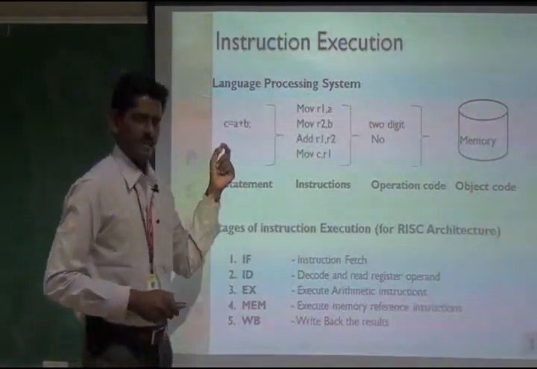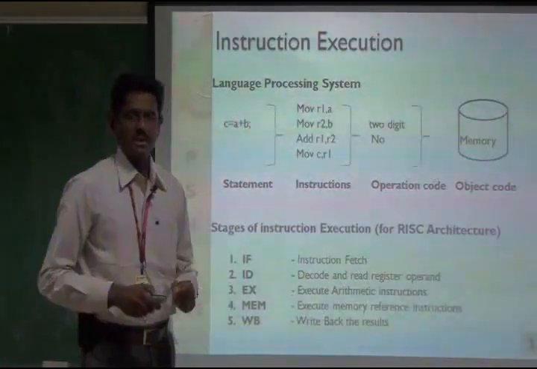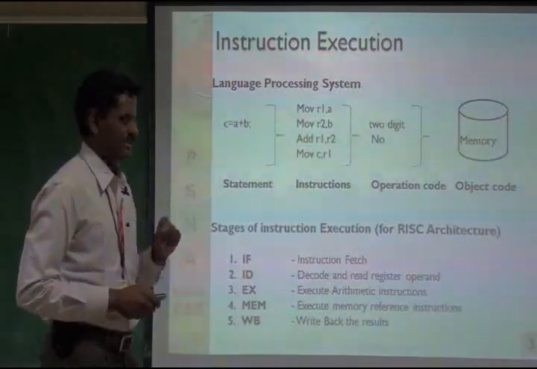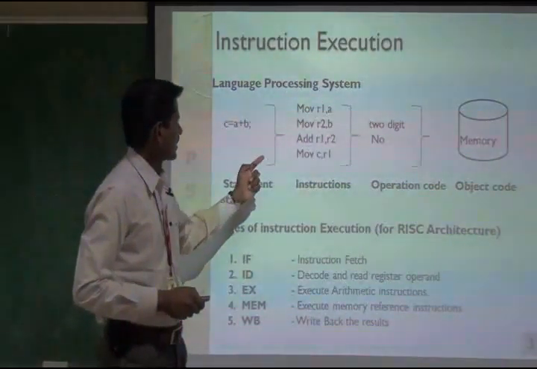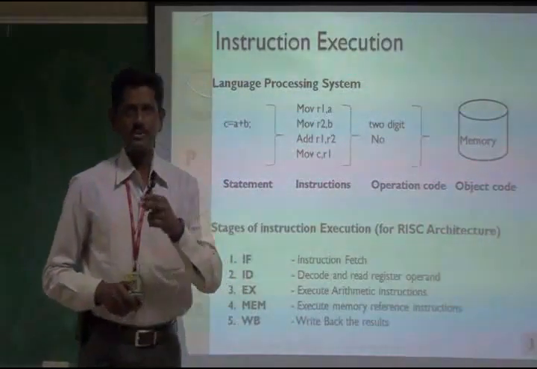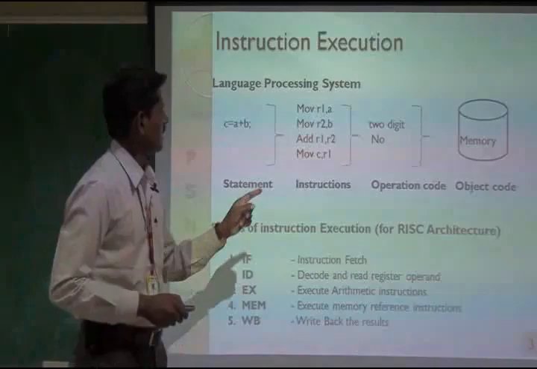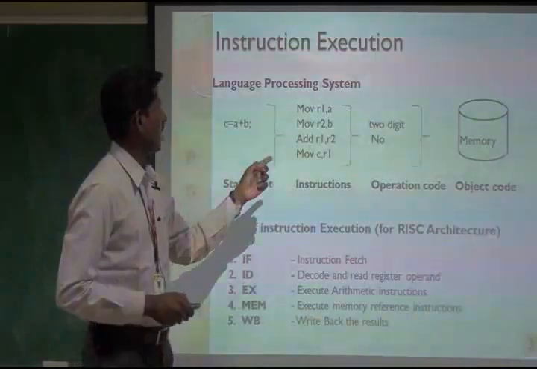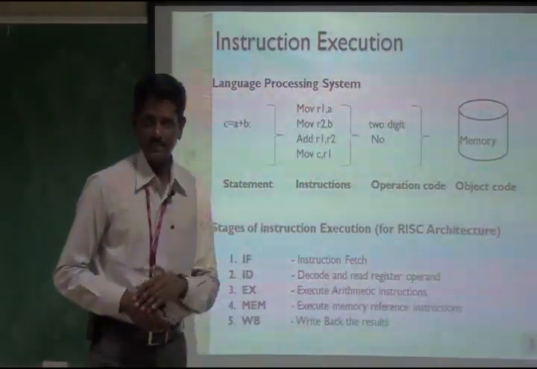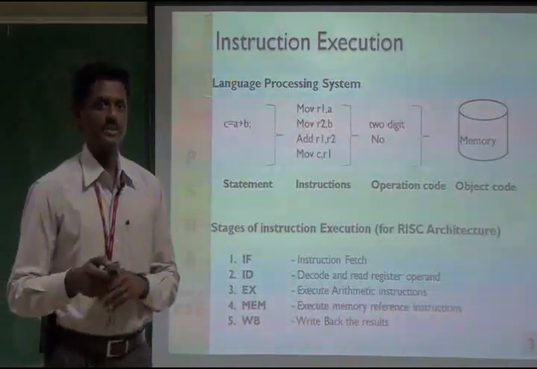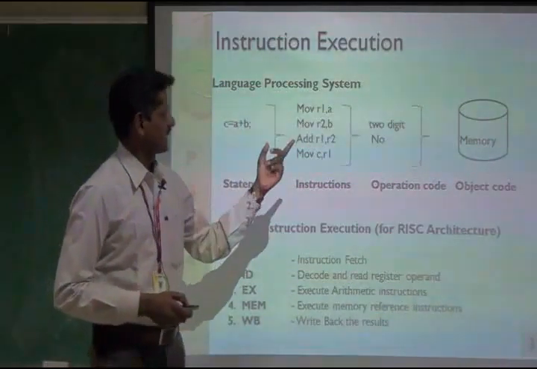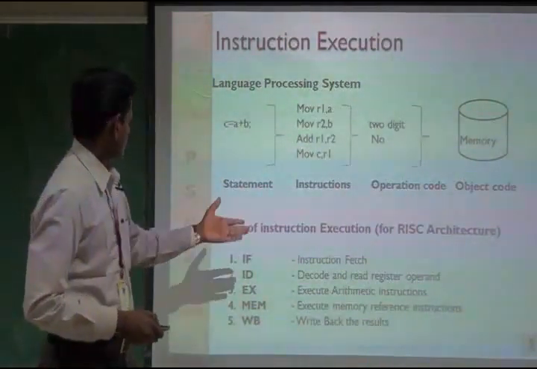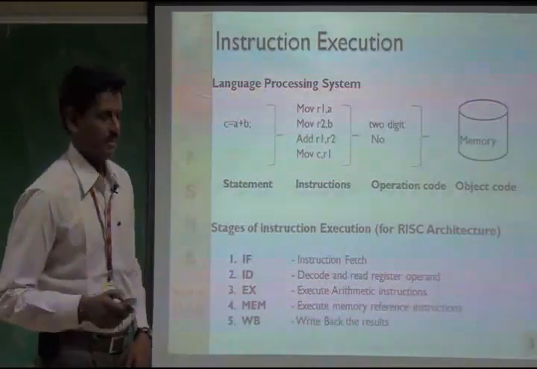Naturally the instructions are lengthy. So in order to reduce the length of the instruction, the instructions are encoded into a 2-digit code called an operation code. We call it the opcode. Then the opcodes are stored in the memory. Then at the time of execution, we read the instruction from memory and start our execution process. Various stages in the execution process.